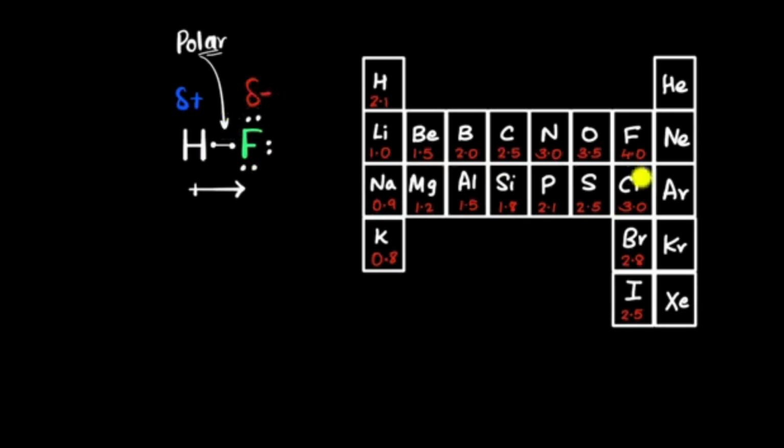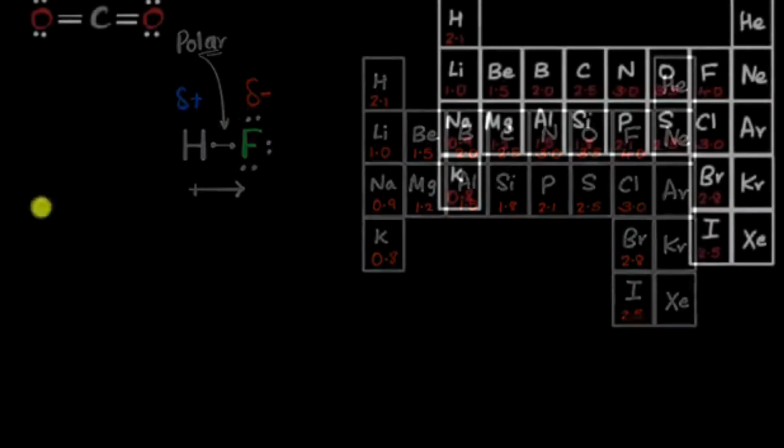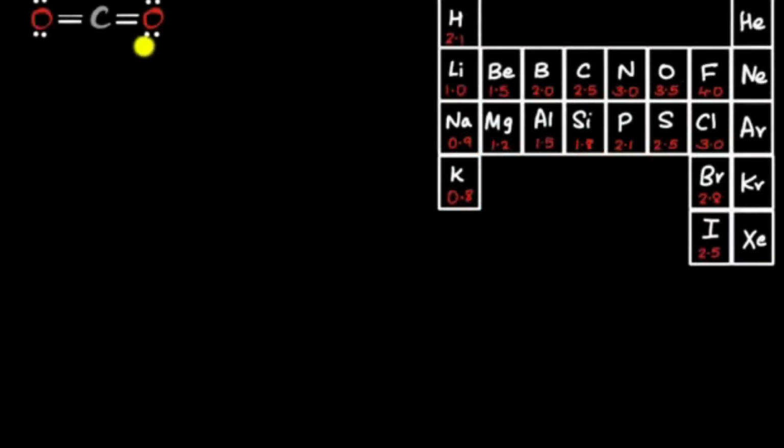But now let's take some more interesting examples. Here's carbon dioxide. This is the Lewis dot structure. And again, let's look at their electronegativities. Carbon has 2.5. Oxygen has 3.5. So it's more electronegative than carbon. So again, the shared pair of electrons will be pulled more towards oxygen, making these bonds polar. But is the molecule polar? Not necessarily. Here's the reason why.